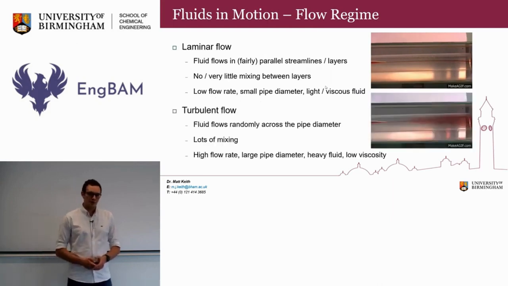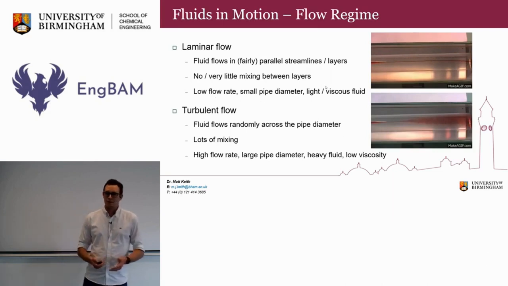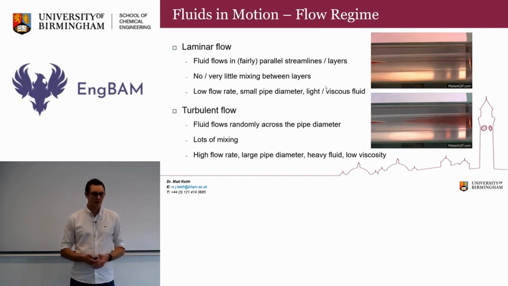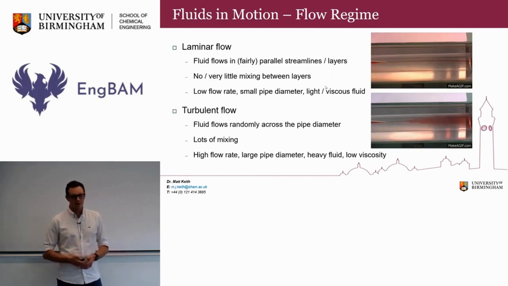They could also be turbulent. Now in turbulent flow, there are random eddies of the fluid across the pipe diameter. So we can see in the animation here that we inject a little bit of dye, and very quickly, in a very short length of pipe, that dye becomes fully dispersed across the diameter. And that shows there's a lot of mixing going on, and that is characteristic when we have a high flow rate, a large pipe diameter, a very dense fluid, or a fluid with a low viscosity.